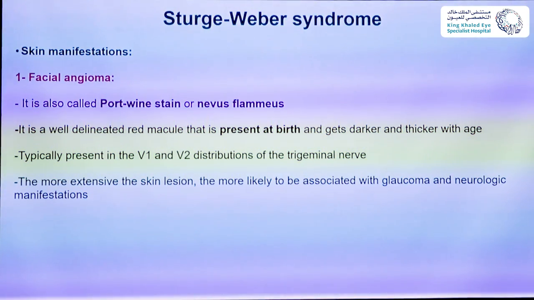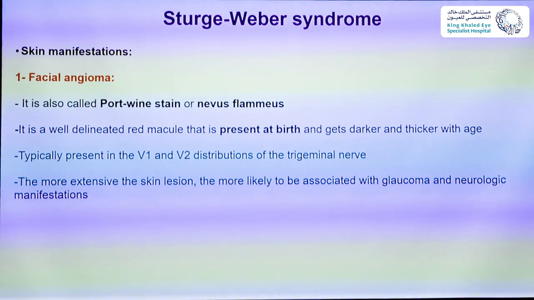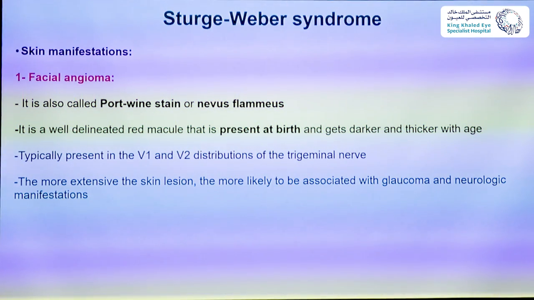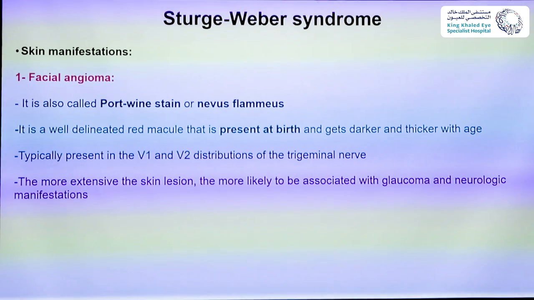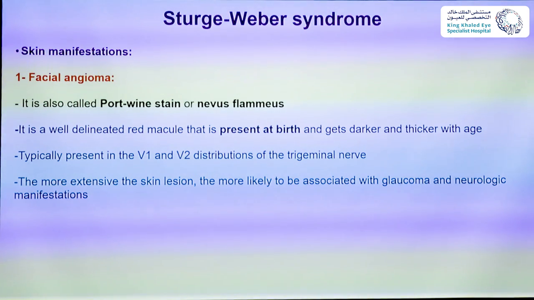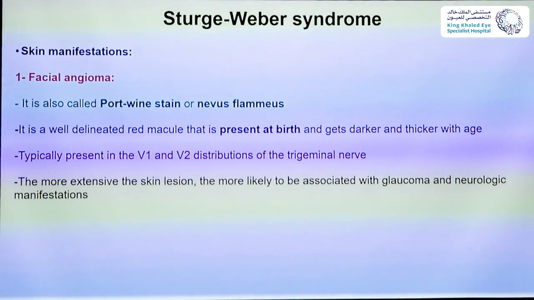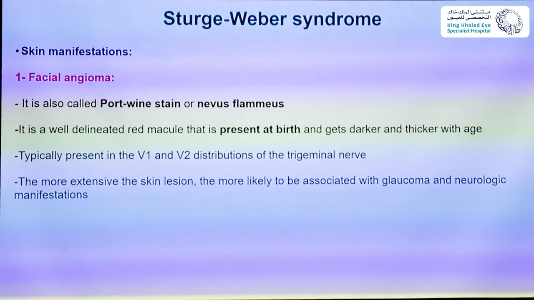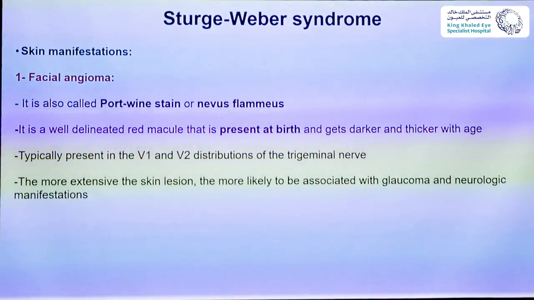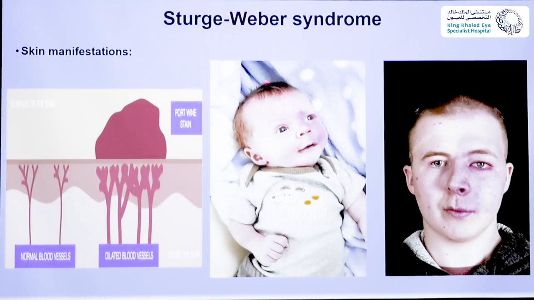So again, skin manifestation: the characteristic lesion is facial angioma. It's also called port wine stain or nevus flammeus. It's a well delineated red macule, and it's congenital, which distinguishes it from the second skin finding that mimics it, which is skin capillary hemangioma. It may get darker and thicker with age. They typically involve the V1 and V2 of the trigeminal nerve. And the more extensive the skin lesion, the more likely it is to be associated with glaucoma and neurologic manifestations. So this is a picture. You can see the nevus flammeus. It's congenital, it's there at birth. And with time, it might get thicker, hyperpigmented, and you can have some hypertrophy of that area.